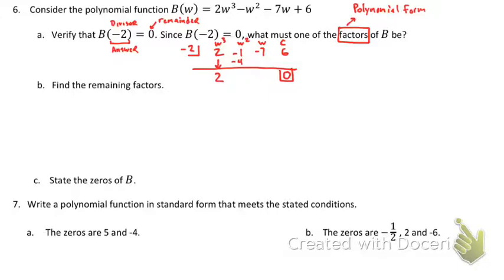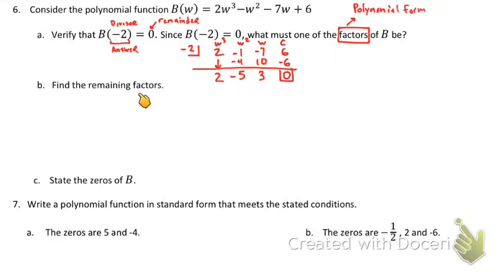Negative 1 and negative 4, that's negative 5. Negative 2 times negative 5, that's positive 10. Negative 7 and 10 is positive 3. Negative 2 times 3 is negative 6. 6 and negative 6, 0. Okay, so that means we're going to have some factors. We have just verified that this divisor is a factor. So what we're going to do is part B.